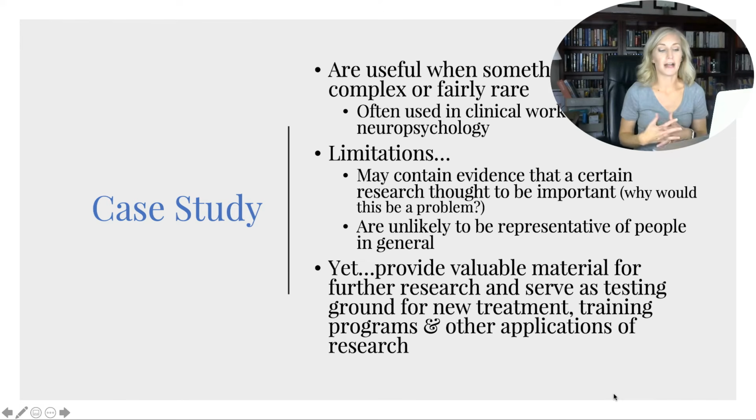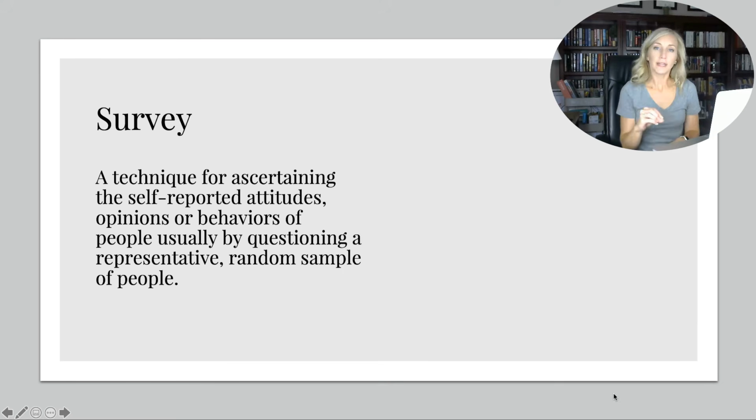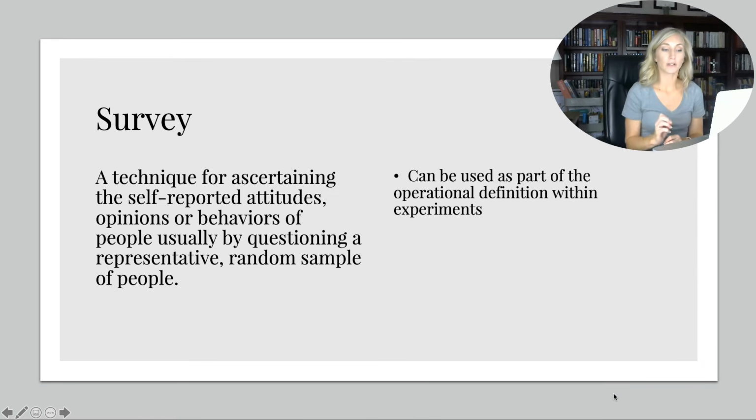But it still provides valuable material for further research, right? It gets the ball rolling, serves as a testing ground for new treatment, training programs, and other applications that are really important for research. Survey is the next method that we're going to talk about. It's a technique for ascertaining those self-reported attitudes, opinions, or behaviors of people. That's usually done through questioning, right? Questioning that representative and random sample of people. You know what a survey is. You answer questions.